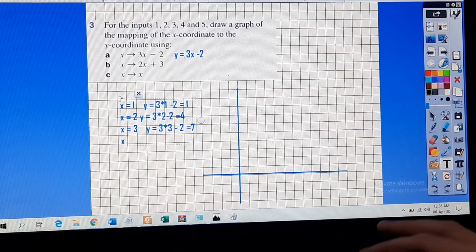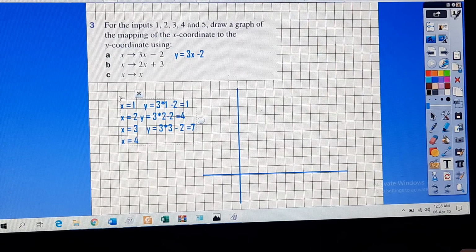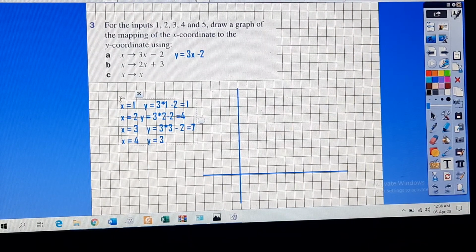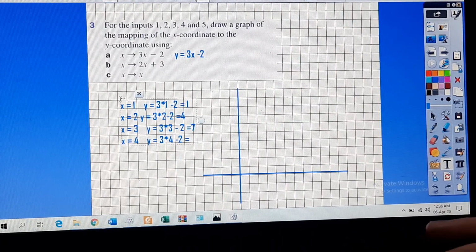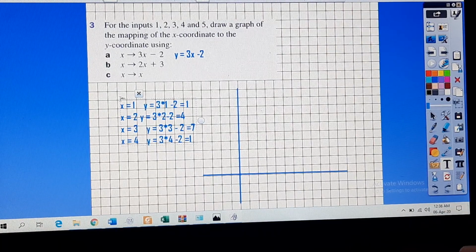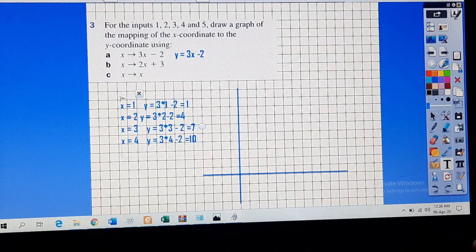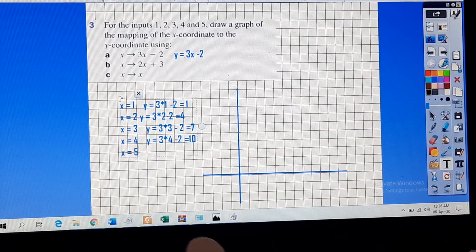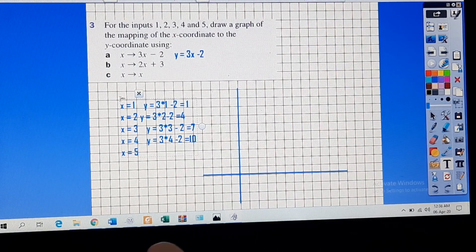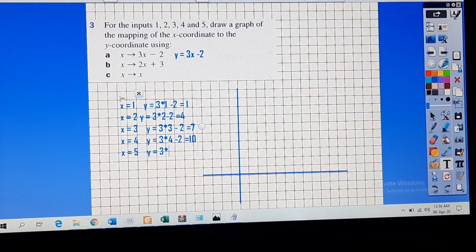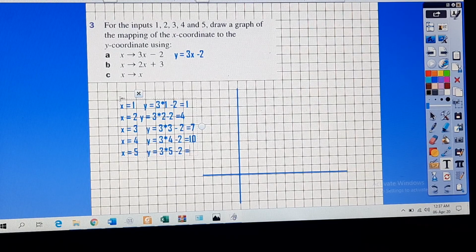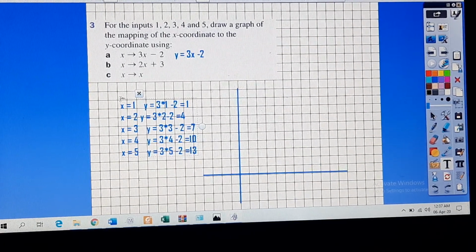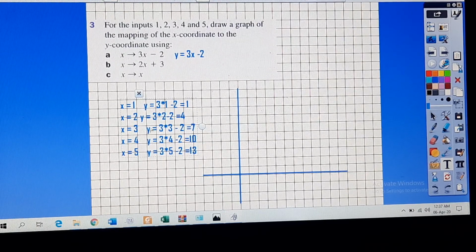If x is equal to 4, then y is equal to 3 times 4 minus 2, which is 12 minus 2, equal to 10. And if x is equal to 5, we'll have y equal to 3 times 5 minus 2, which is 15 minus 2, equal to 13. So the points will be (1, 1), (2, 4), (3, 7), (4, 10), (5, 13).